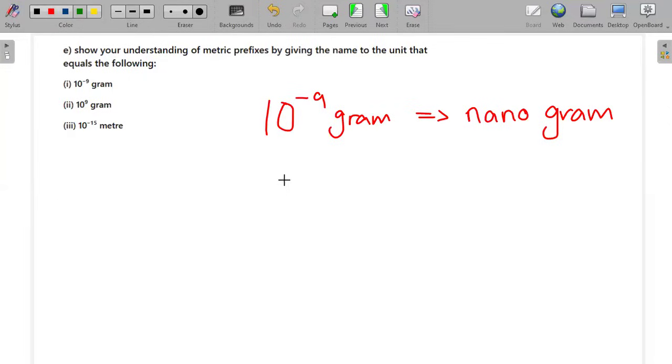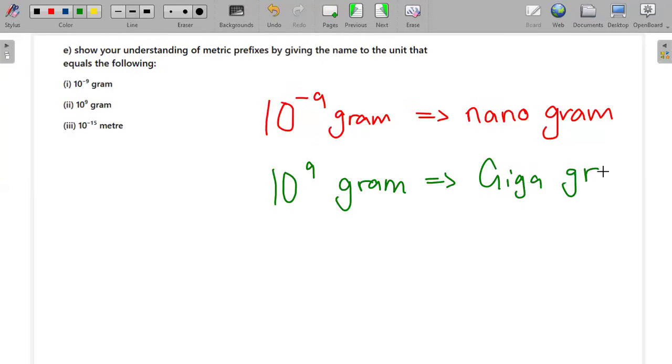All right, and then the other one is 10 to the power 9 gram. So what is the prefix for 10 to the power 9? Okay, 10 to the power 9, that is giga. So we write giga. Giga represents 10 to the power 9. So that is gigagram. Okay, and then what else? The 10 to the power minus 15, what is that?